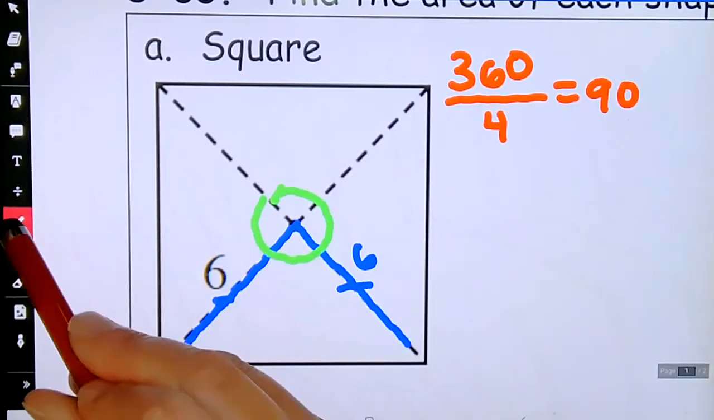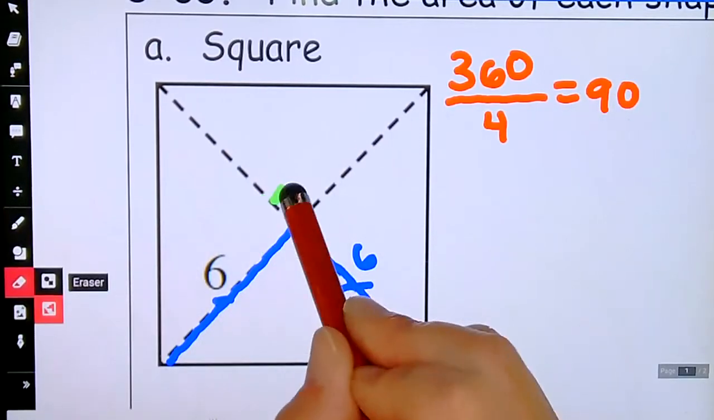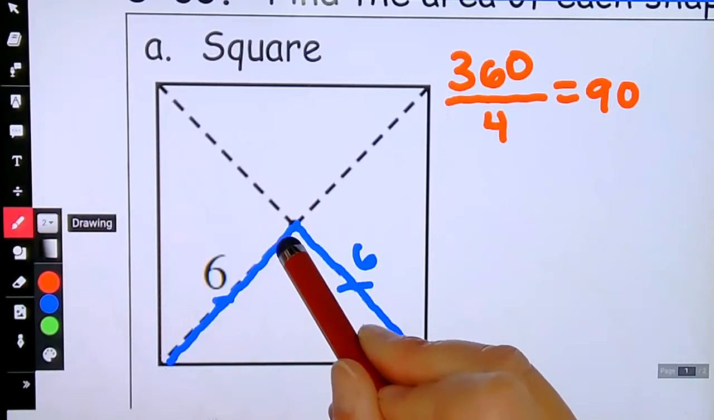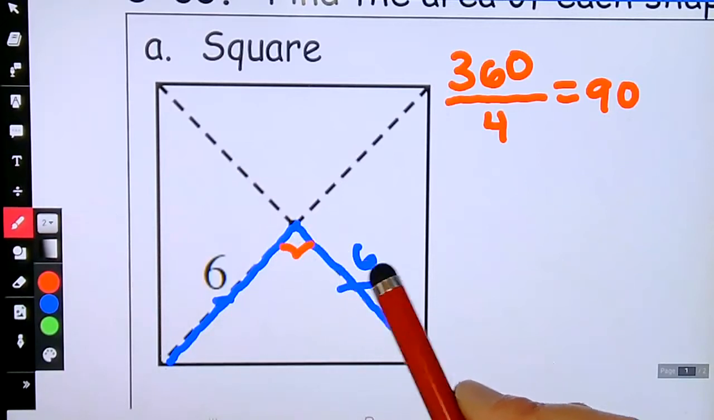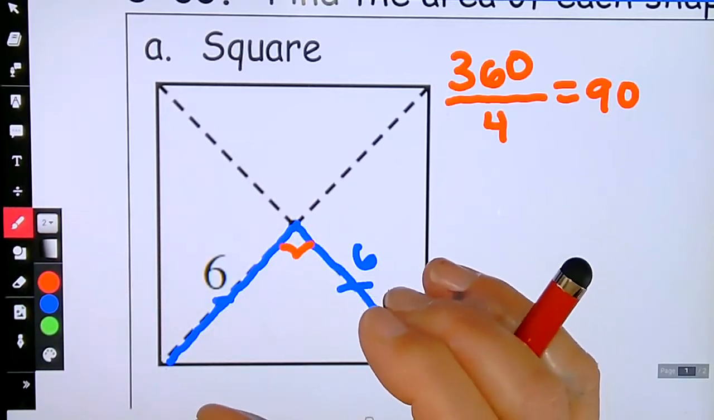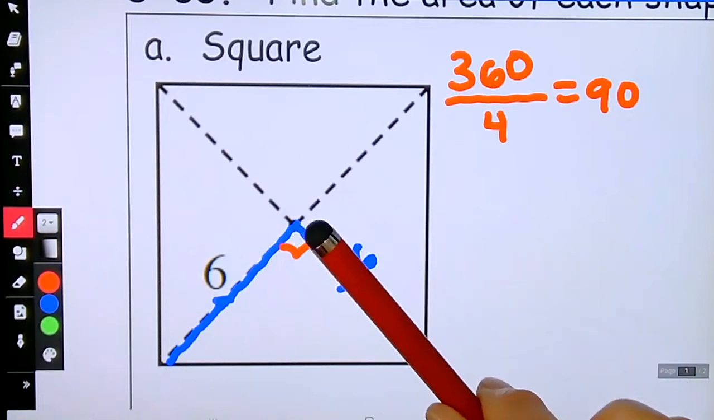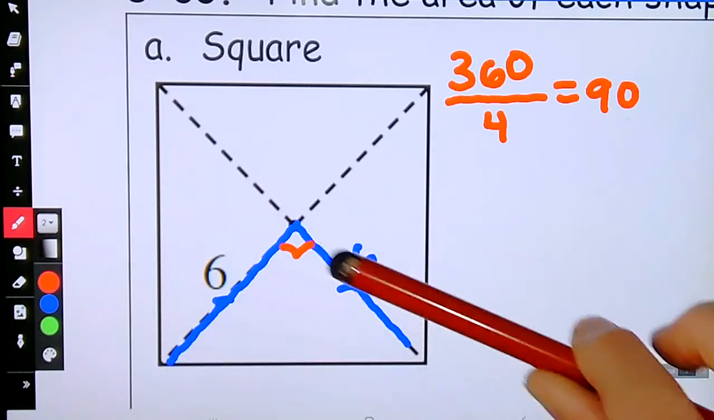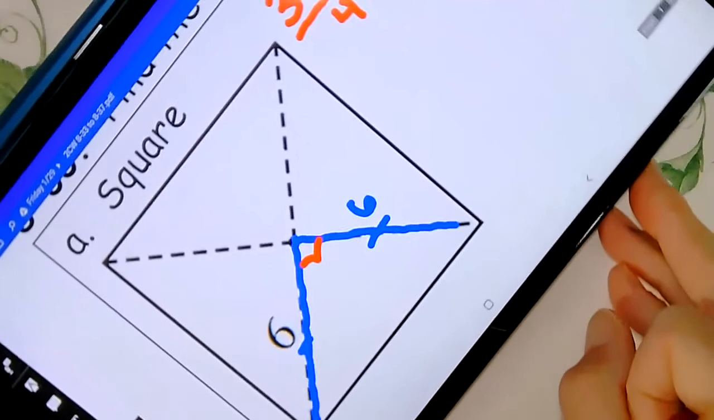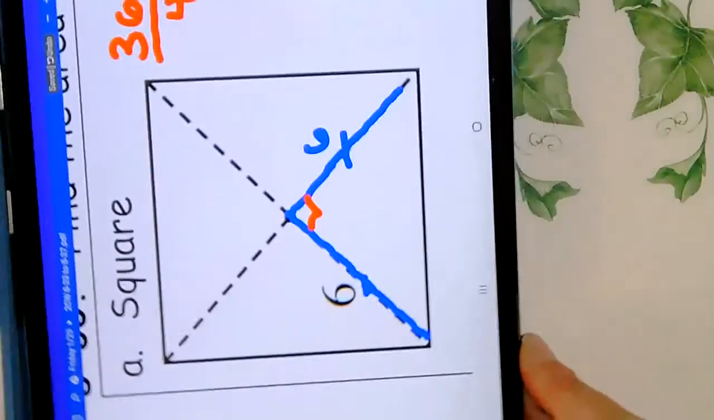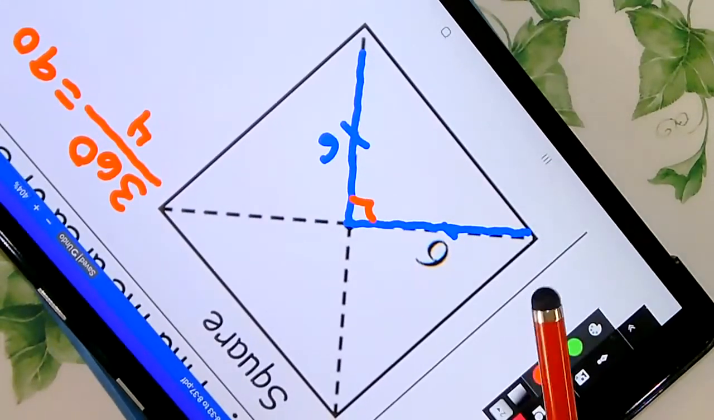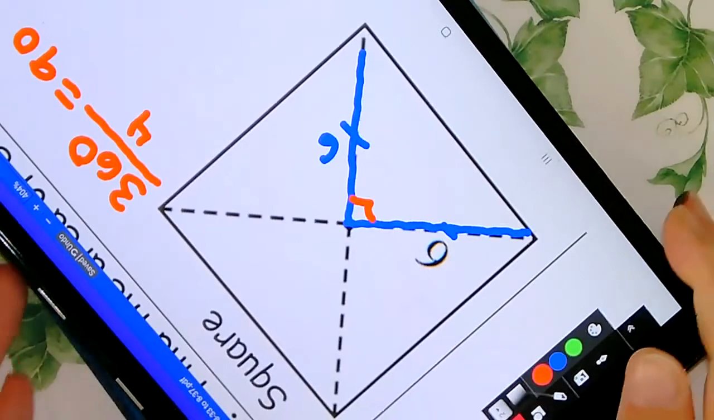So this ends up being 90. That is nice because when I'm trying to find the area of a triangle, I need to know my base and height, which have to be perpendicular. So these are going to be my base and heights. And if I turn it around something like this, you can see, okay, there's your base, there's your height. They always have to be perpendicular.